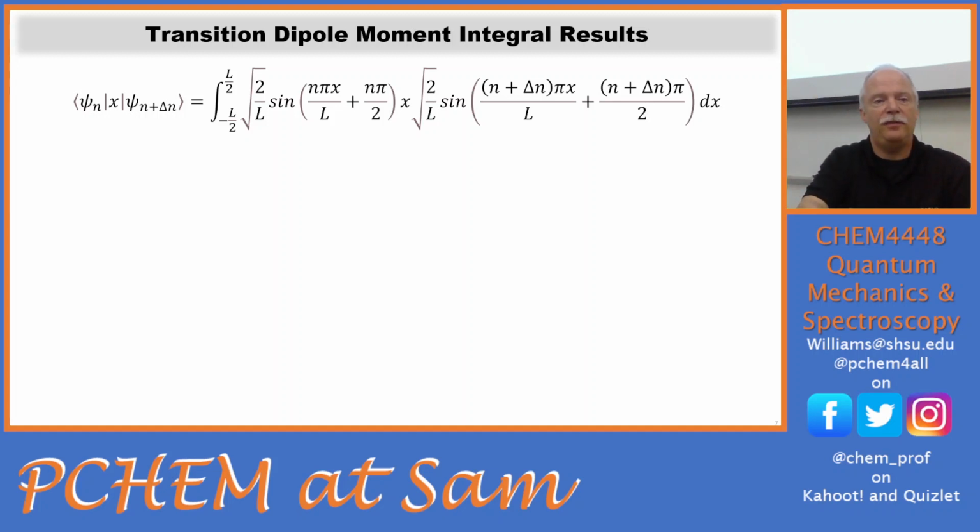So like if you had the 3 to 4 transition, it doesn't matter which one's the bigger one. So maybe you have 3 here and 3 plus 1. So this would be 3 plus 1. So you're going from 3 to 4. Then wherever you have n, you have 3s, and n plus delta n, you have 4s. So that's your problem if you were assigned 3 and 4.